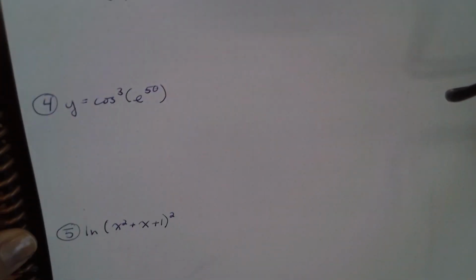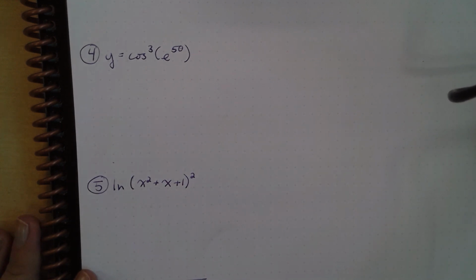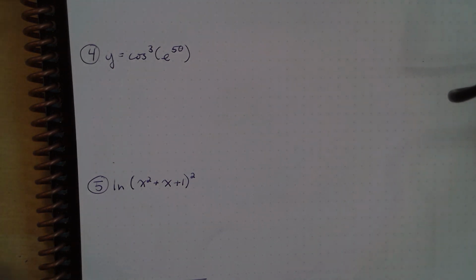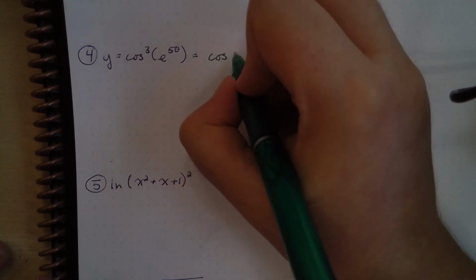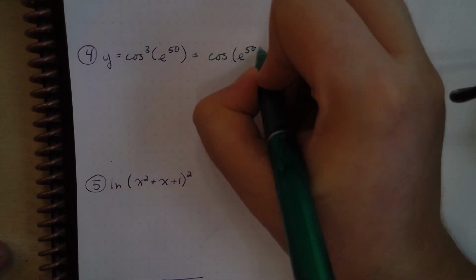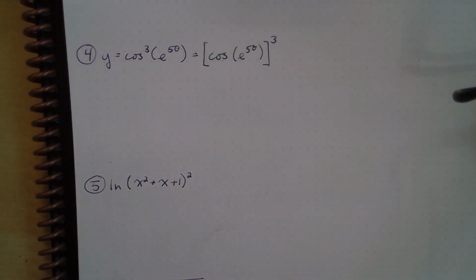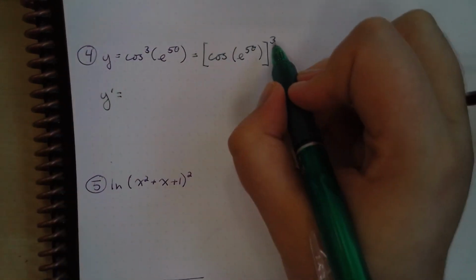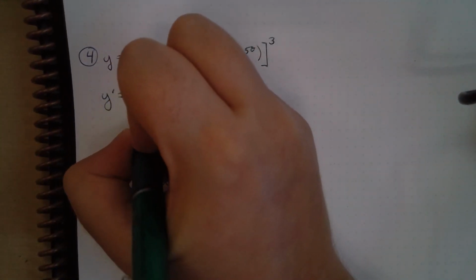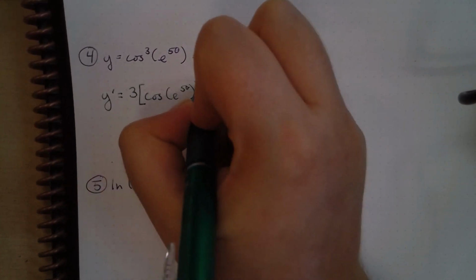All right, let's do a little bit of trig, make our lives interesting here. We have y is equal to the cosine cubed of e to the 5 theta power. I always like to rewrite these as cosine of e to the 5 theta power quantity cubed. That just helps me to kind of visualize and see where these things are going. So y prime is going to be equal to, first I'm going to pull out that 3. So I'm going to have 3 times cosine of e to the 5 theta quantity squared.